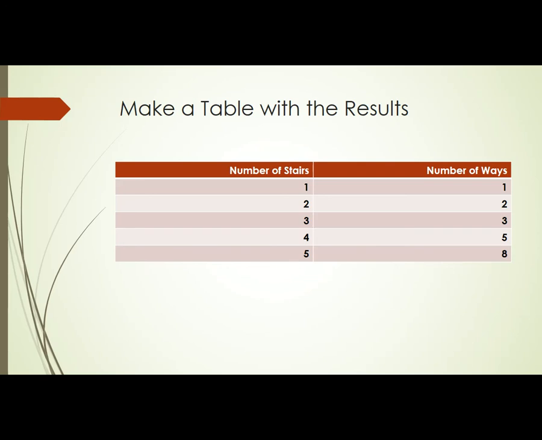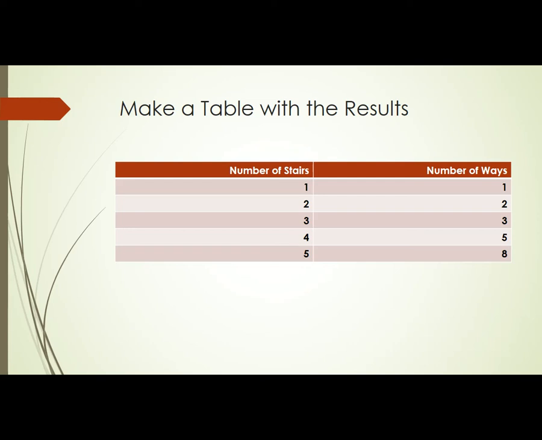So now that we've started small, let's see if we can find a pattern. 1 stair, 1 way, 2 stairs, 2 ways, 1, 2, 3, 5, 8. Now, it's not necessarily easy to look at that and see a pattern, at least not if you've never seen these numbers before. So you might need to carefully do it for 6 stairs.